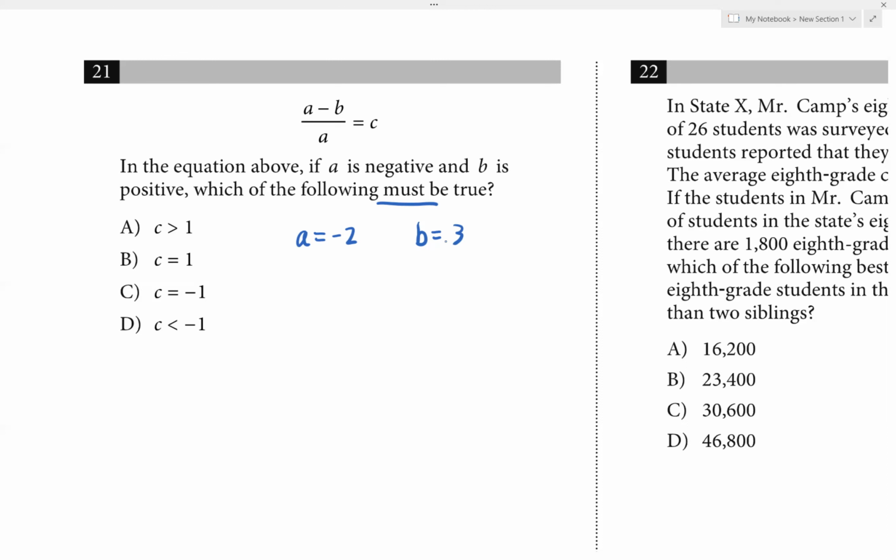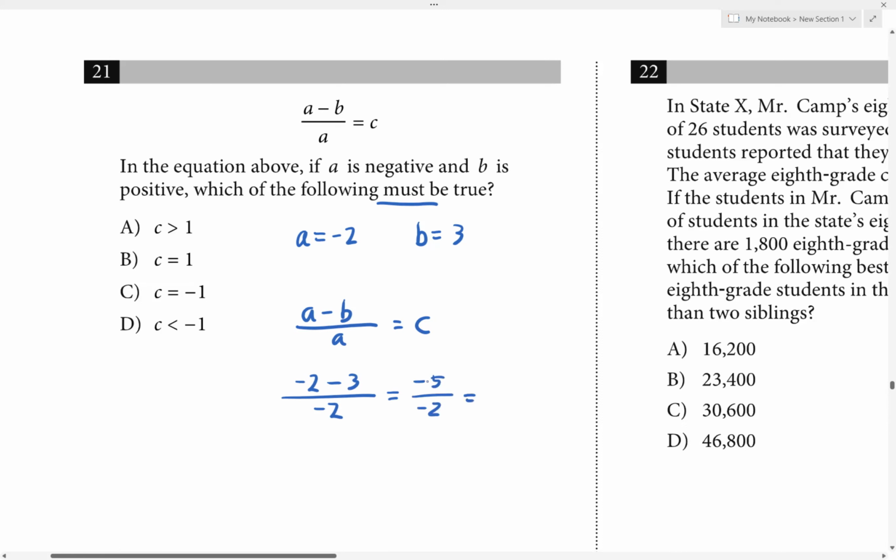So we have (A - B)/A = C. Let's plug it in. All right, so A is -2, minus B is 3. So it'll be (-2 - 3) over A, which is -2. And let's solve for C. Let's see what we get here. This is -2 minus 3, which is -5, over -2. And they're both negative, so we'll make it positive. So we get 5 divided by 2, which is positive 2.5. So when A is negative and B is positive, we know 2.5 is a possible answer. We get a positive number.